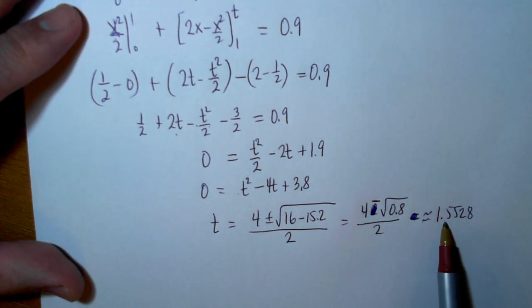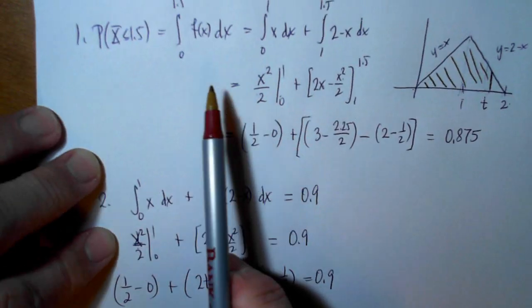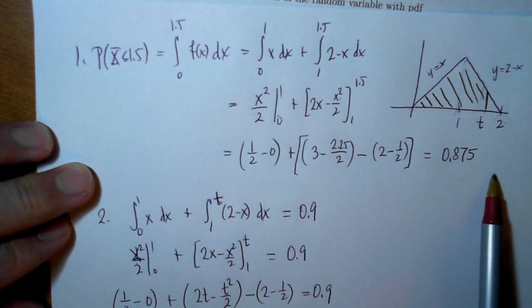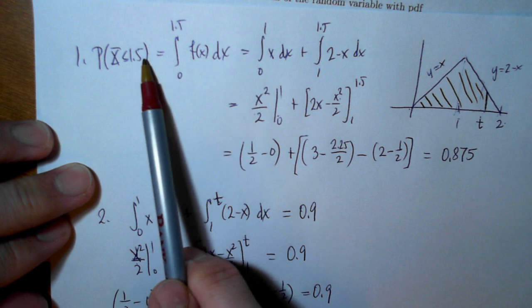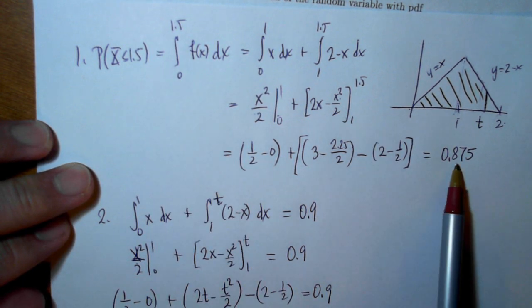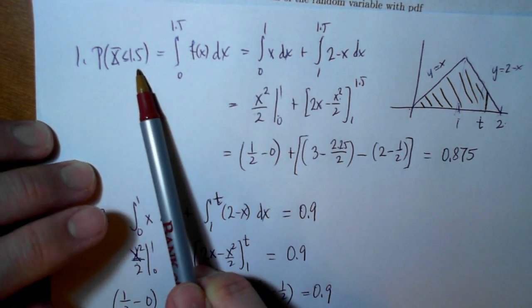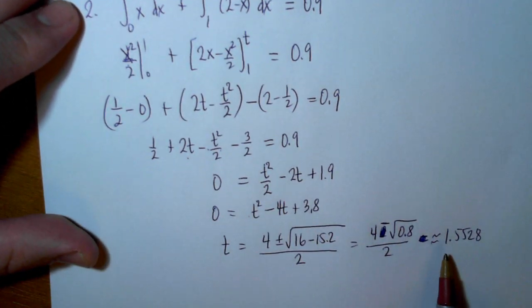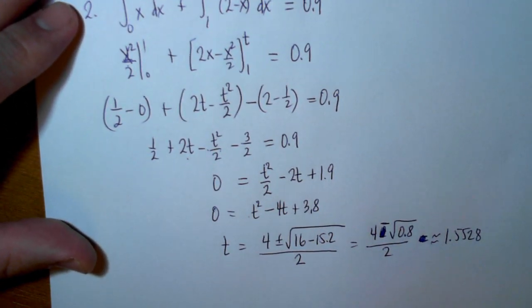Now, not surprisingly, I get an answer that's bigger than 1.5. The area to the left of 1.5 was 87.5%. In other words, the 87.5th percentile was 1.5. So it makes sense that the 90th percentile is going to be something that's bigger than 1.5.